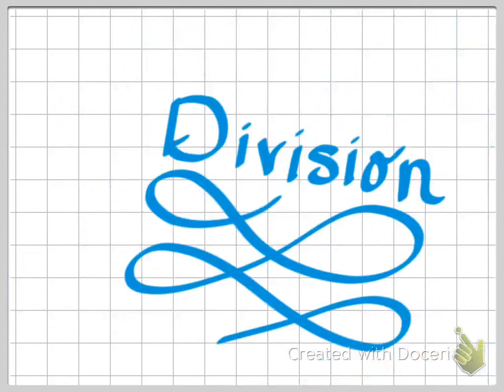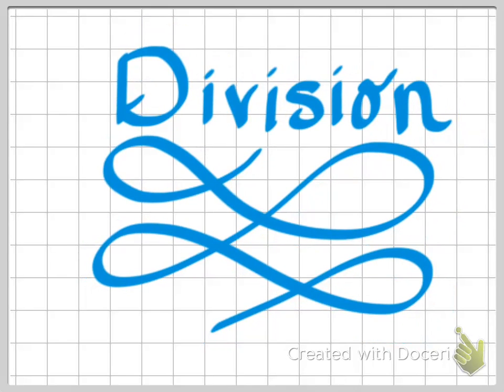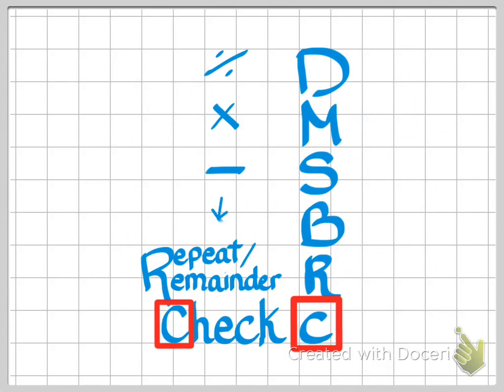Alright, we are working on division again. So let's get started with our practice problems. Just a reminder, for the "Does McDonald's Sell Burgers Really Cheesy" mnemonic: it means divide, multiply, subtract, bring down, and then repeat or remainder, and then of course check your work.